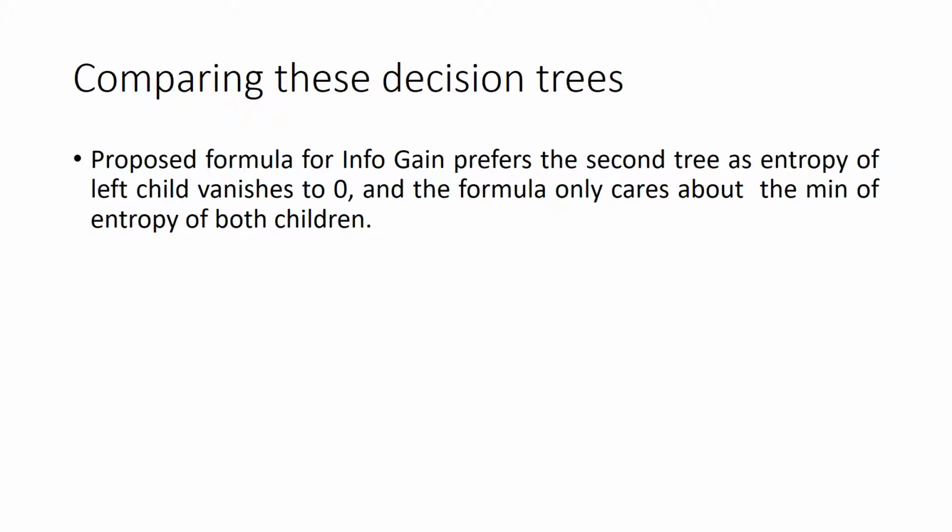So let's compare the two decision trees that we have just seen so far. As I said, the proposed formula for information gain prefers the second tree as the entropy of the left child vanishes to 0, and the formula only cares about the min of the entropy of both children. But the question is, is the second tree really better? Do we think that the second tree is going to work better in the test data set?